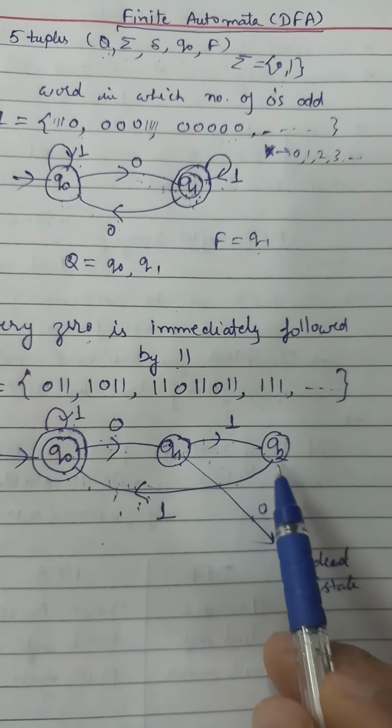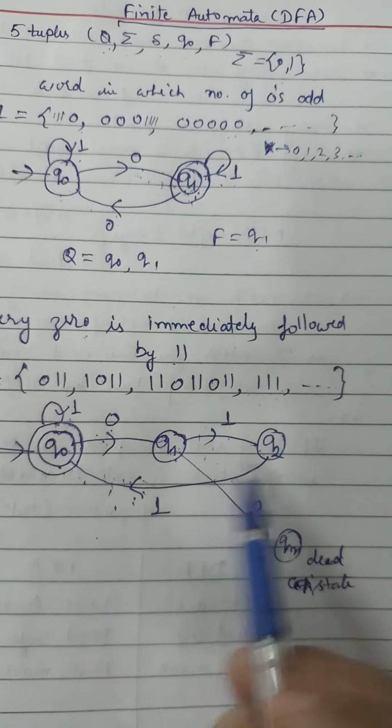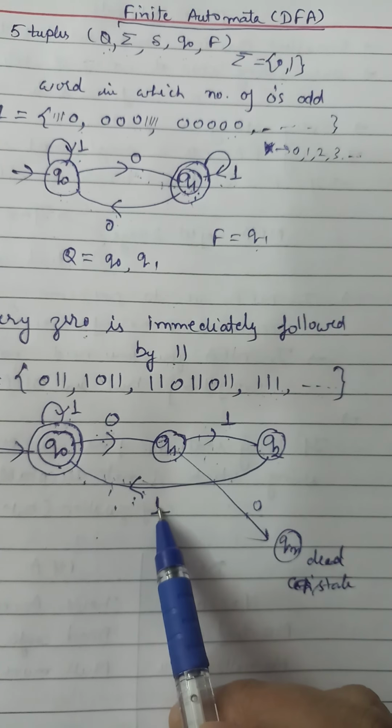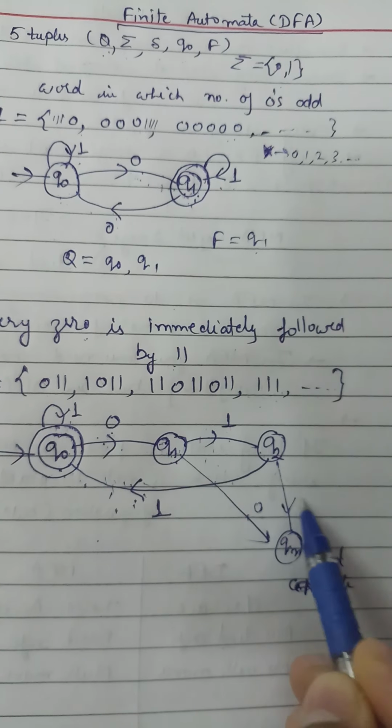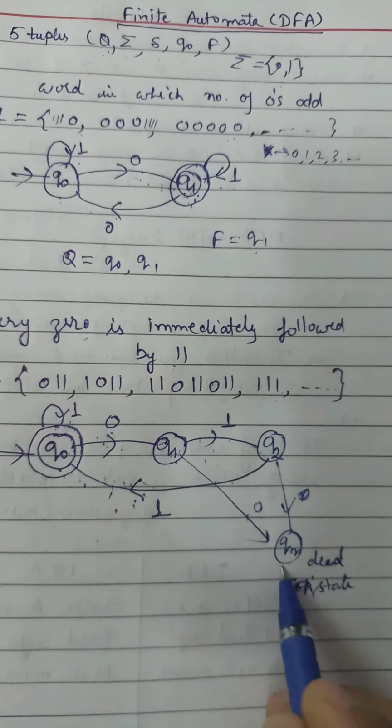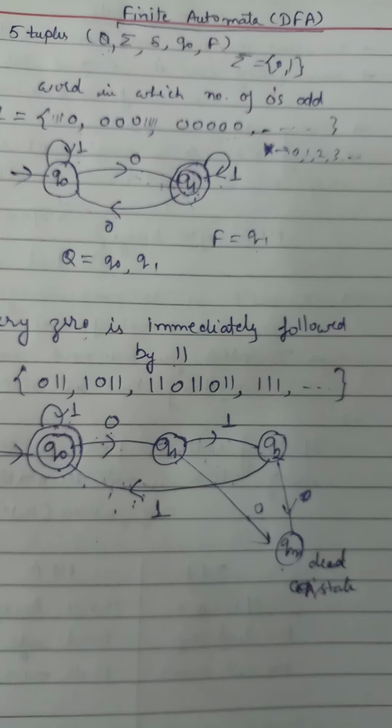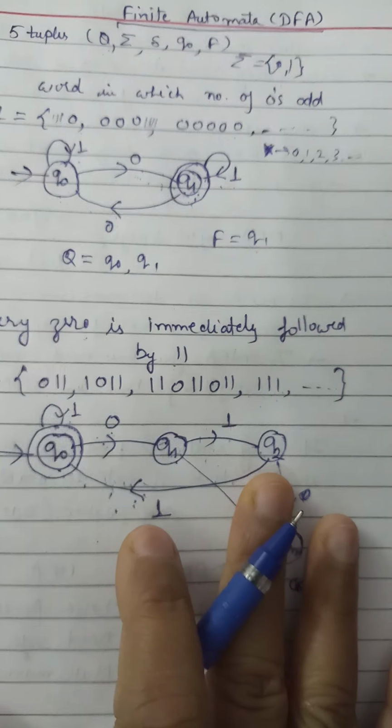In the same way, from Q2 to Q0 the transition on 1 happens, but the transition on 0 does not happen. So if we take that transition also, it will go to the dead state. So this is the final DFA.